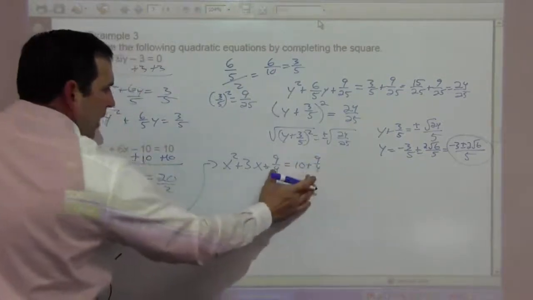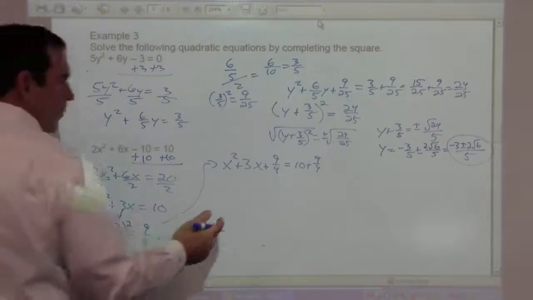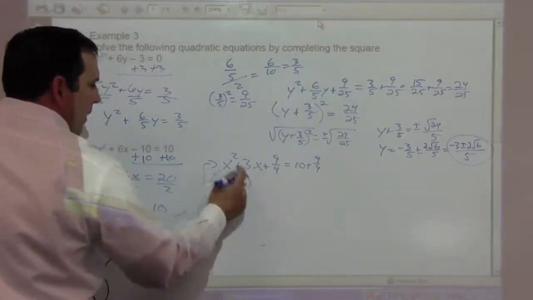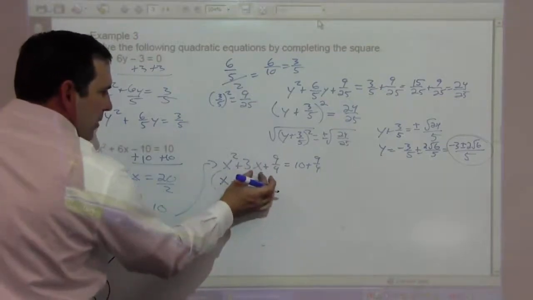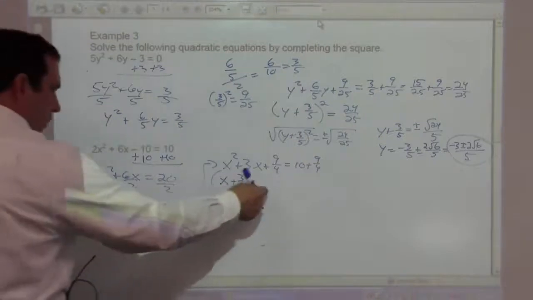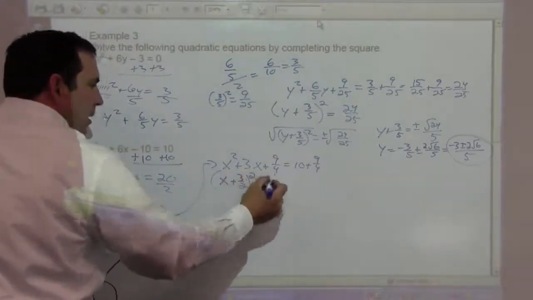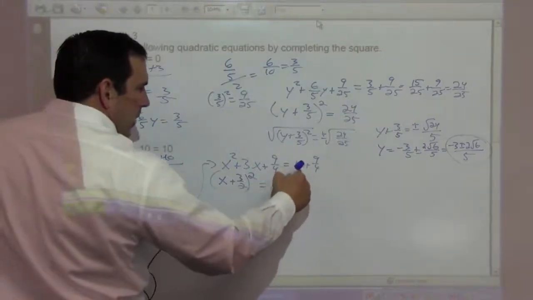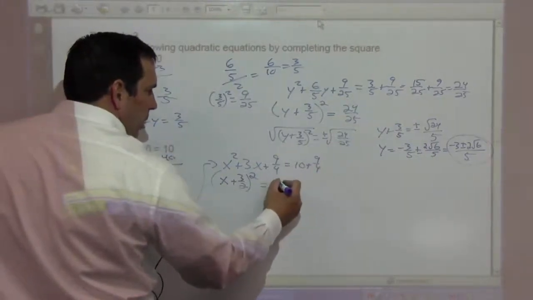So I added it to both sides to keep the equation balanced, to maintain the equality. This right here, this x squared plus 3x plus 9/4, is a perfect square trinomial that we've created it that way. That becomes x plus 3 halves squared equals 10 plus 9/4, which is 49 over 4.